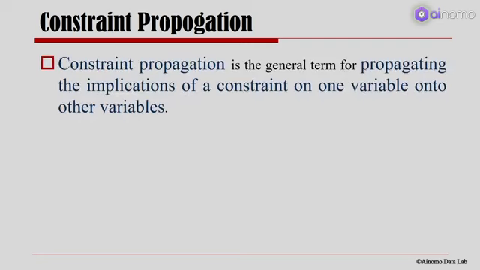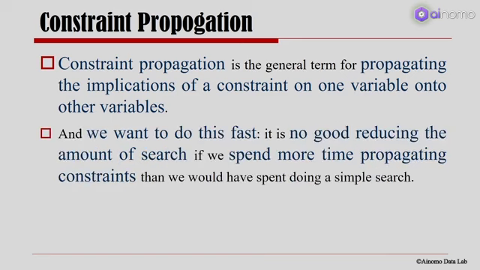Constraint propagation is the general term for propagating the implications of a constraint on one variable onto other variables, and we want to do this fast. It's no good if I want to reduce the amount of search, but we spend more time propagating constraints than we would have spent doing a simple search; there is no point in propagating the constraint. So we want very fast propagation of constraints.